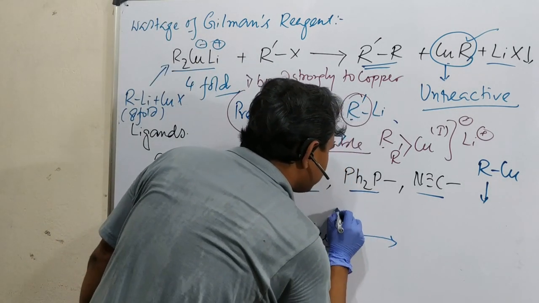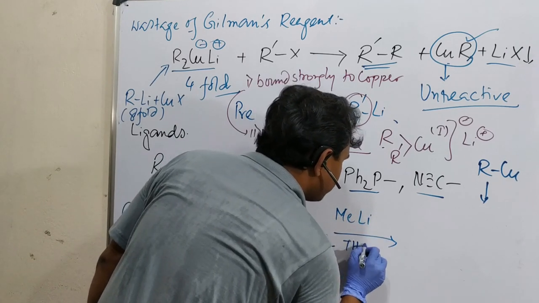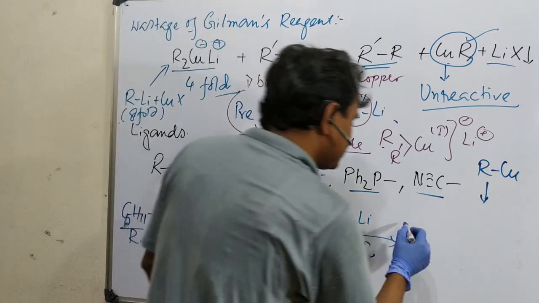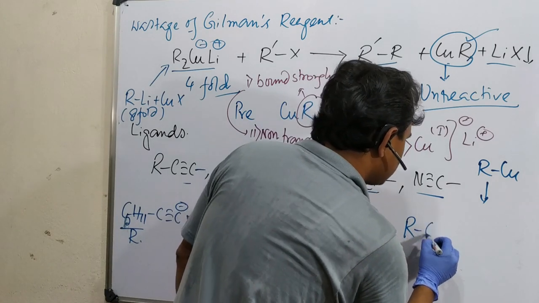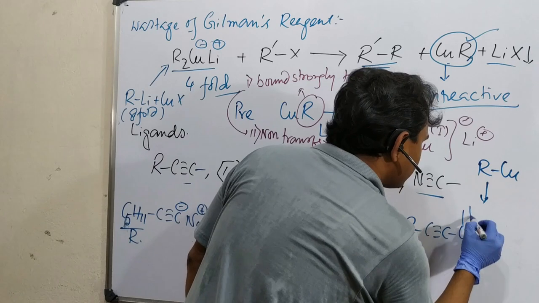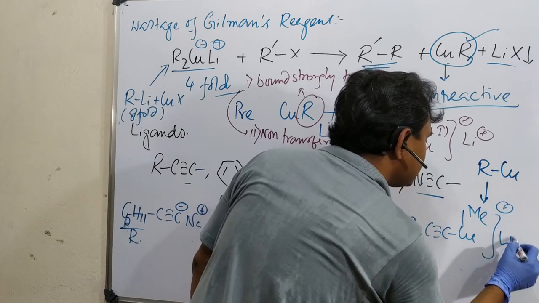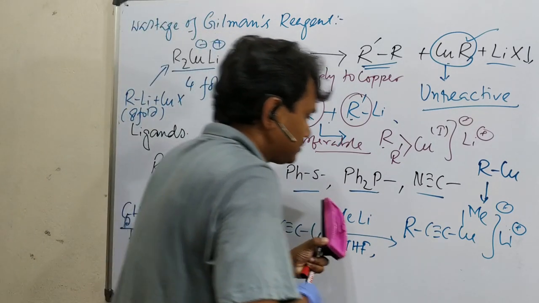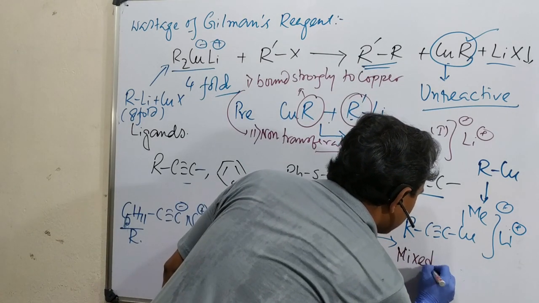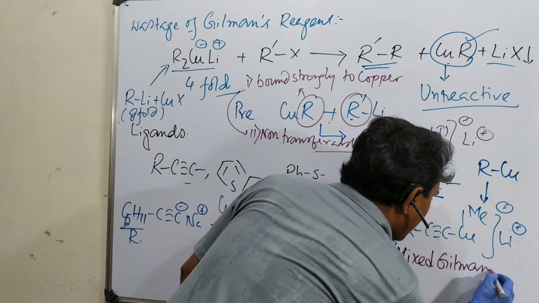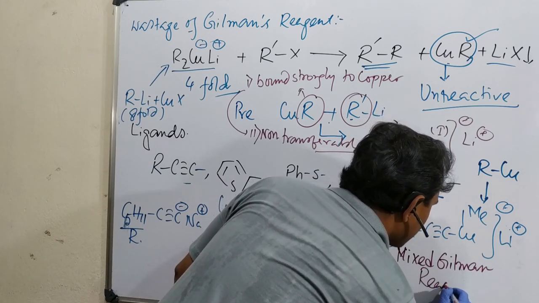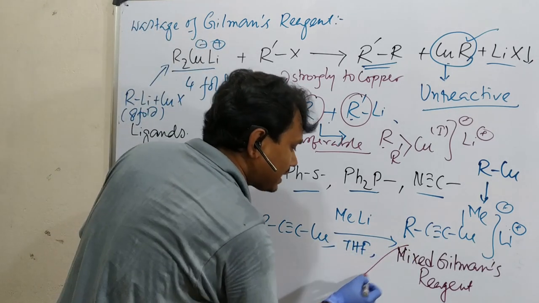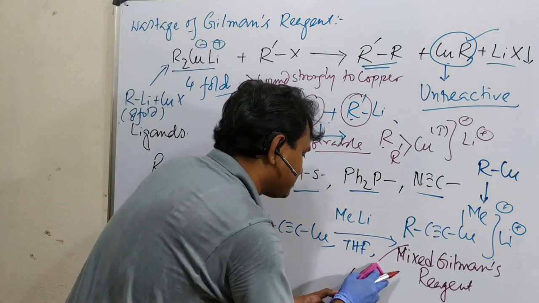Now if you react with, for example, methyl lithium in THF at low temperature, what will happen? Again, a mixed Gilman reagent will form. This is RC triple bond C copper along with methyl, overall minus with lithium plus. So this reagent we can call a mixed Gilman reagent.